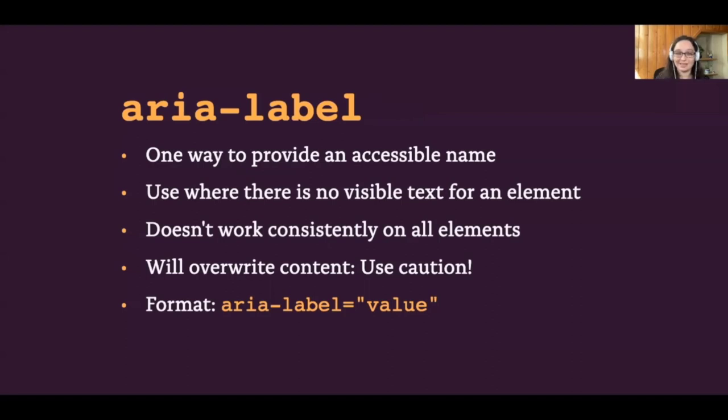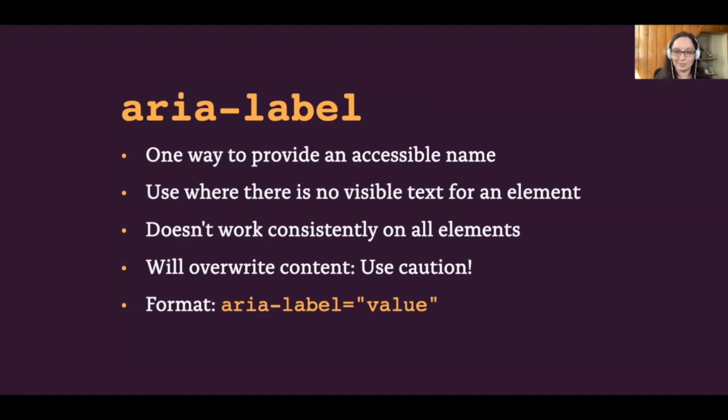A caveat, it doesn't work consistently on all elements. So it doesn't work really on generic elements like divs or spans. It works really well for buttons and links and things that have inherent roles or explicit roles. If you wanted to add a role equals button, it would also work for that. But again, we're not doing that. So inherent roles. And the format for ARIA label is aria-label equals, and then in quotes, whatever you want the accessible name for the element to be.